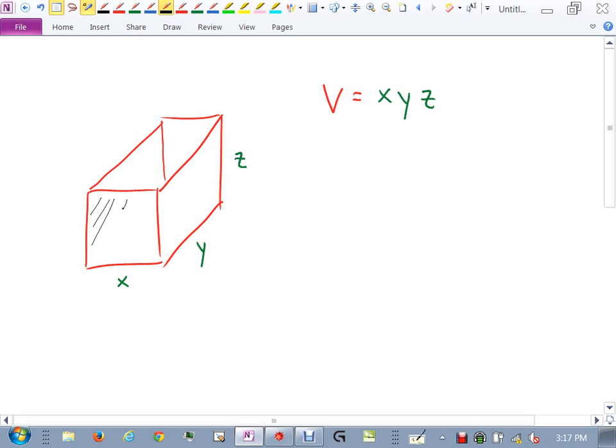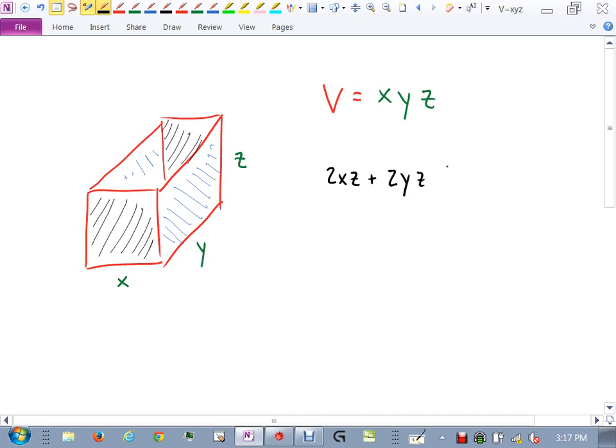Well, it's the area of that front side, right? What's the area of that front side? XZ. What's the surface area of that back side? XZ. So I have 2XZs, don't I? I have 2XZ. All right. Then I have the side of the box, right? What's the area of that? YZ. And then I have the other side over here, which is also YZ. So I have 2YZ, don't I?